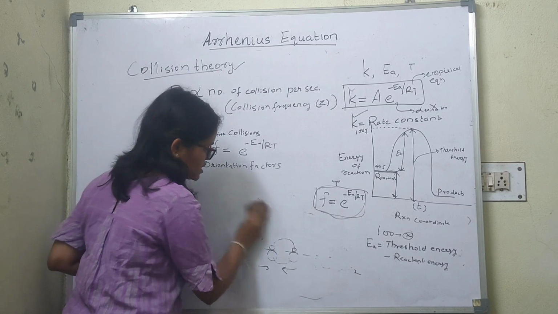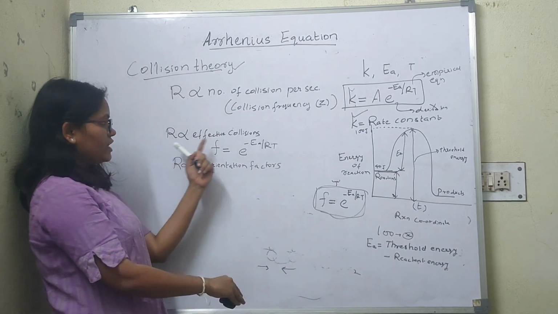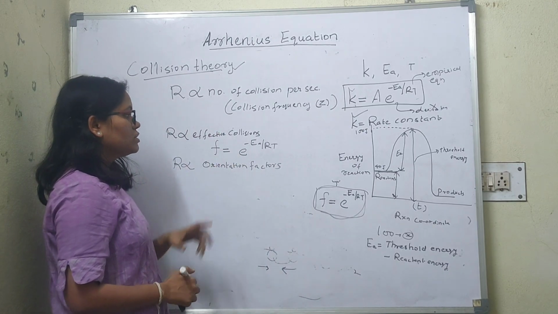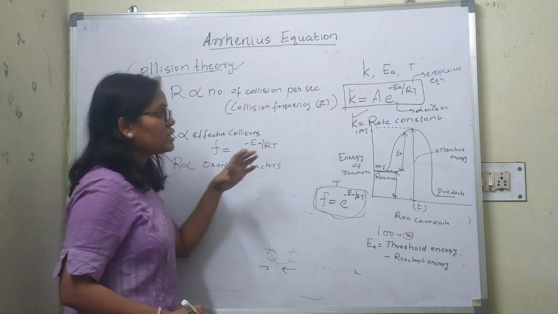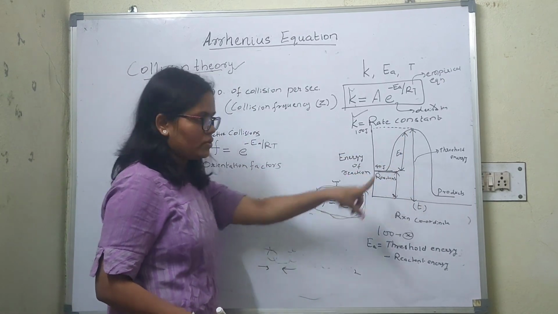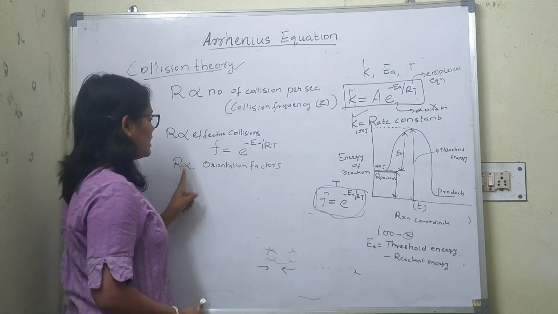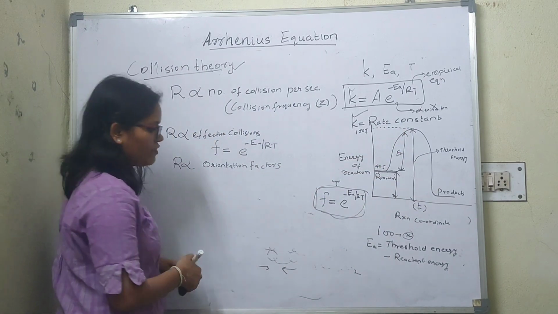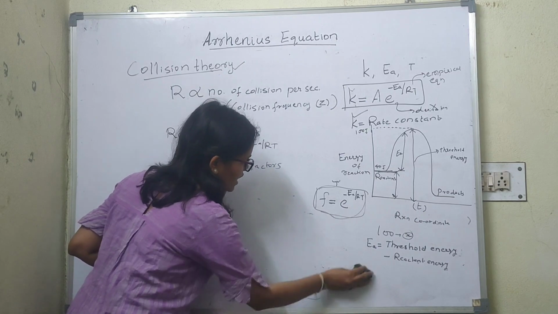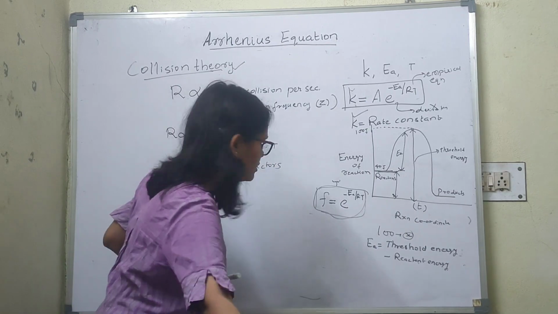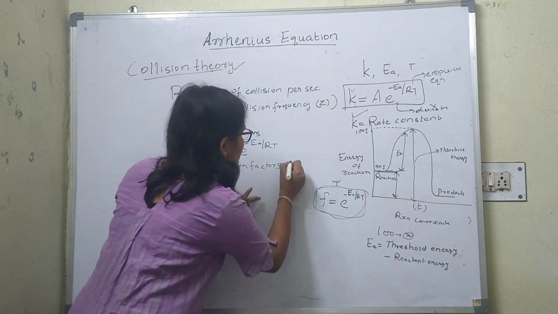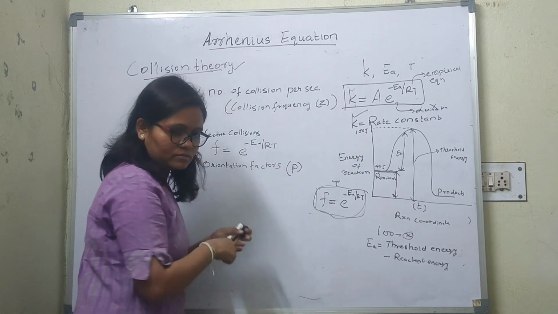So from here we see that rate of reaction is proportional to the collision frequency, that is the number of collisions. It is proportional to the effective collisions, that is the number of molecules that have this threshold energy while colliding, and it is proportional to the orientation factor, and this orientation factor is represented by the alphabet P.